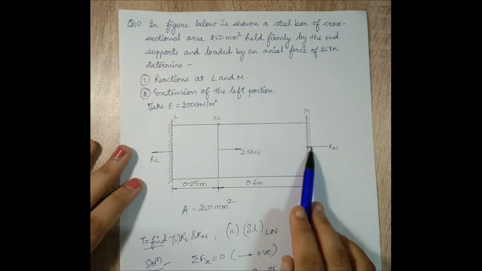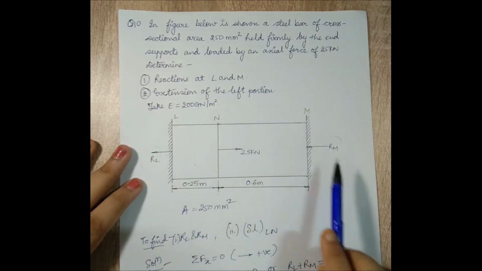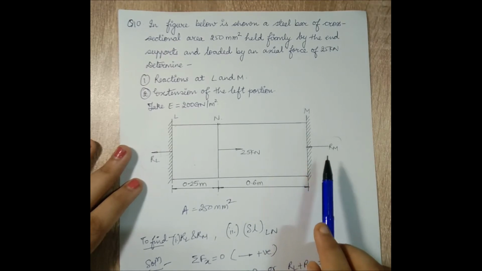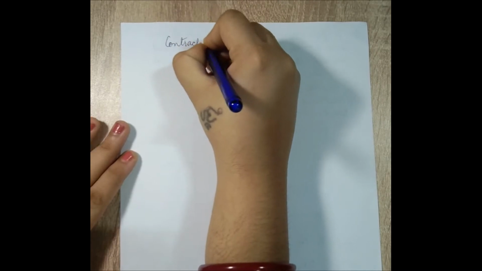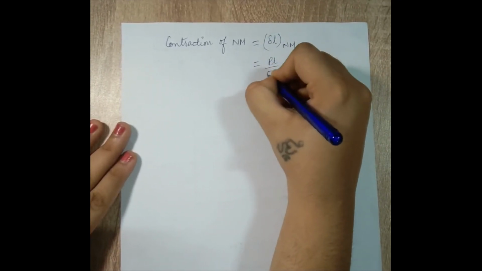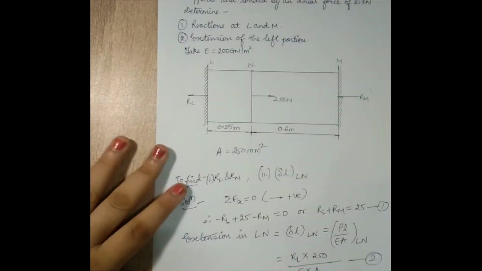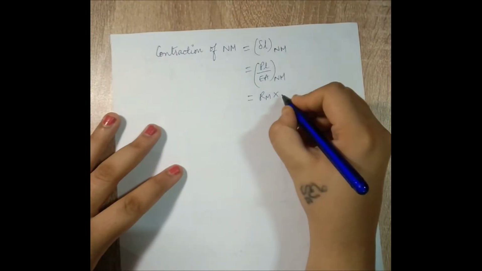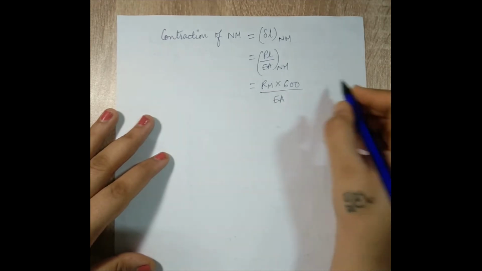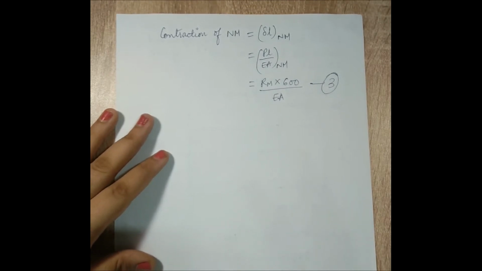Now looking at the NM portion, I observe that one end is showing me a compressive type of effect, which means at this end also there will be a compressive effect. So let's write down the compression or the contraction of the NM portion. I'll have contraction of NM is equal to delta L NM, which will be PL by EA for NM. The value of P will be RM. The length is 600, and the rest I leave it to EA and I mark it as equation number 3. I am writing E and A because E is the same for both the sections and the area is also given as 250 for both the sections. So I am leaving it as EA.